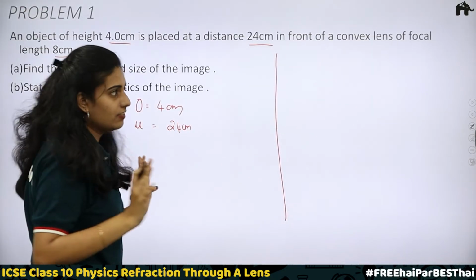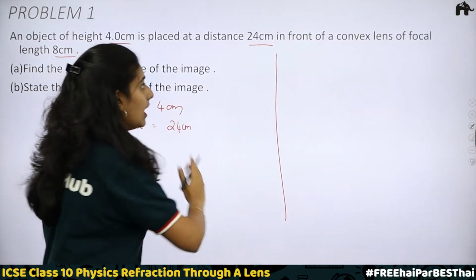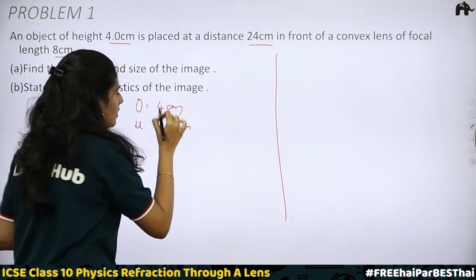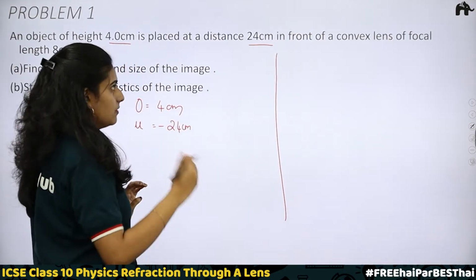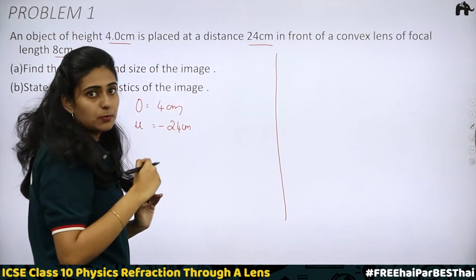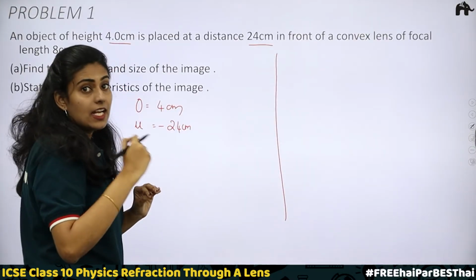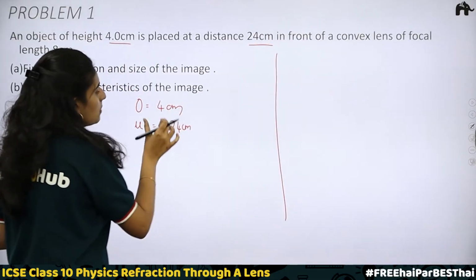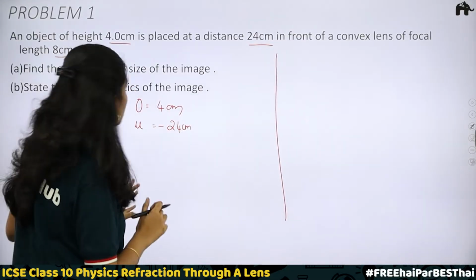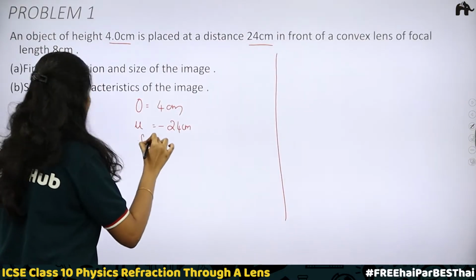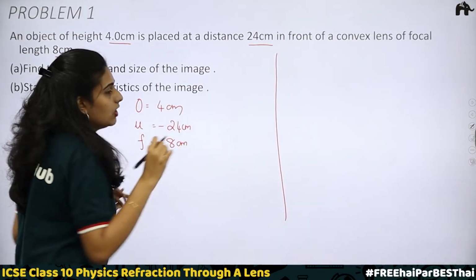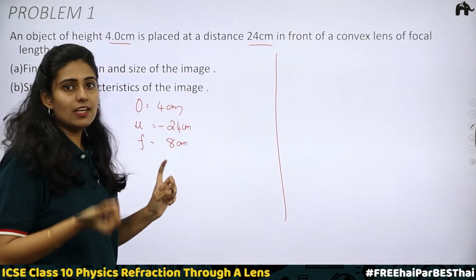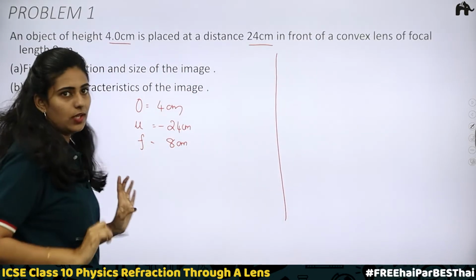Now using the sign convention, we know that anything to the left of the lens will take negative values. To the left negative, to the right positive. Upwards of the principal axis you will have positive values, downwards of the principal axis negative values. So U is minus 24 centimeter. Now the focal length is given, F is equal to 8 centimeter. We know focal length of a convex lens is positive and that of a concave lens is negative.